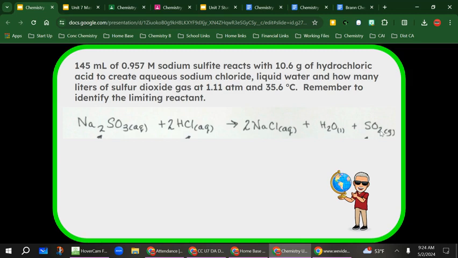Once you switch the milliliters and liters, multiply by that, and then it'll give you how many moles is in that amount.